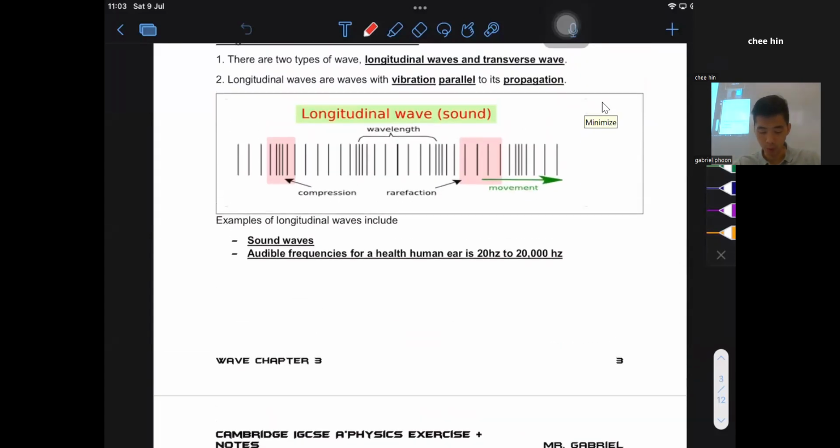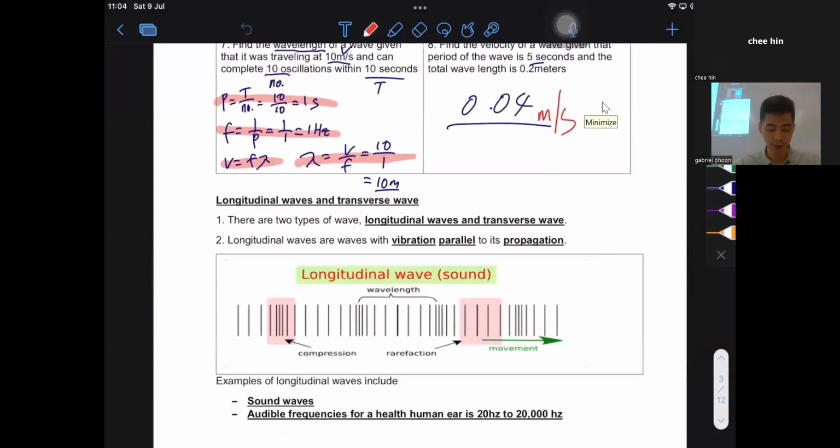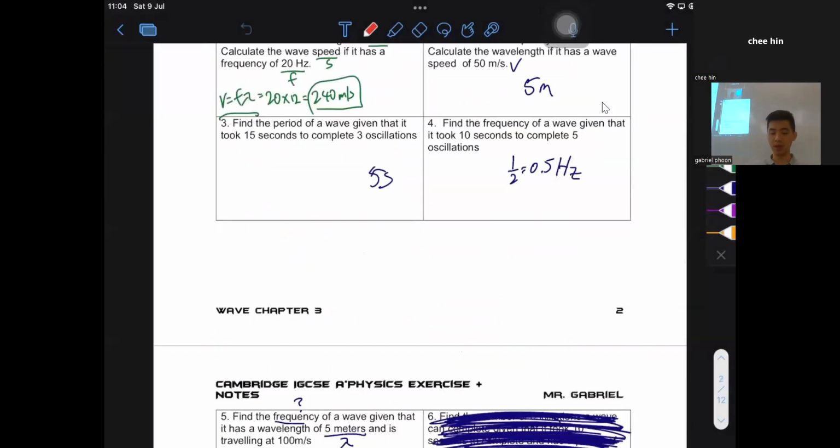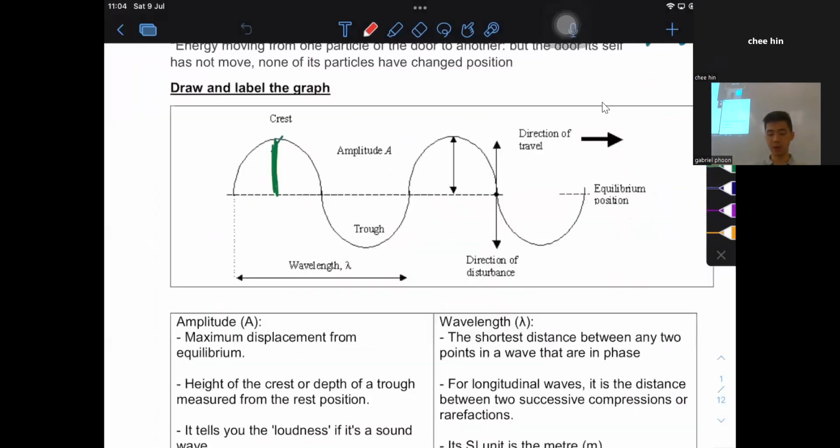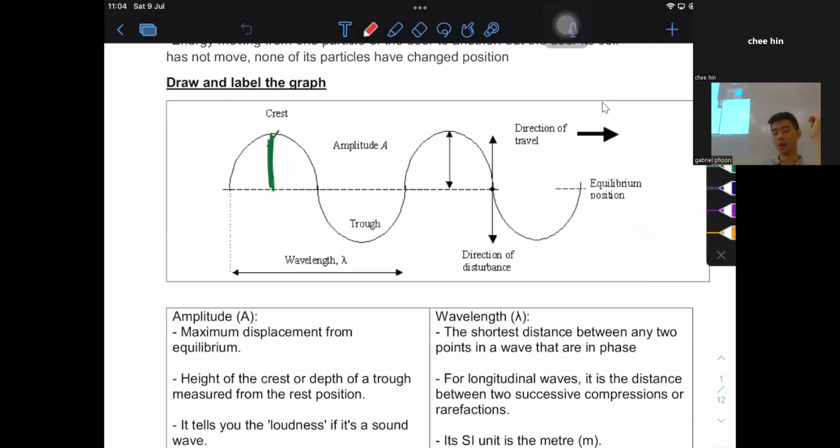Okay, everyone. Welcome back to another beautiful day of physics. Let's go through a quick recap of what we learned last week, guys. Basically, last week we learned about the labeling of each and every part of this transverse wave. We learned there are two waves, one being a transverse wave, one being a longitudinal wave.